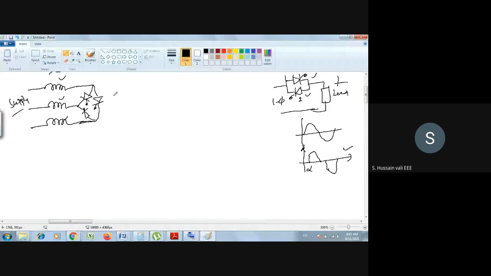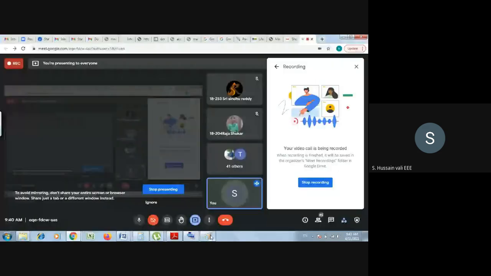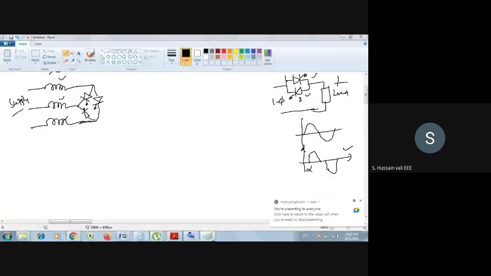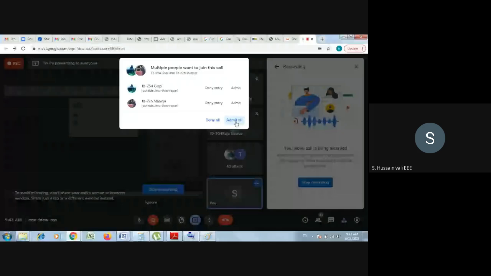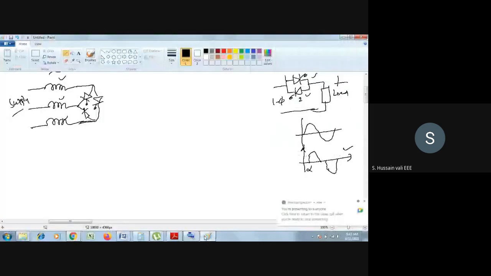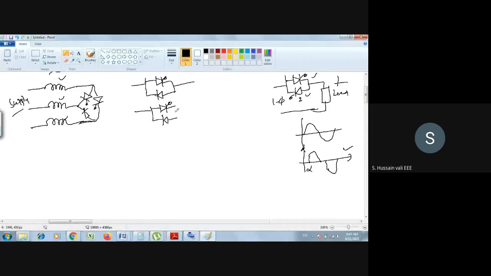Some more circuit diagrams. Based upon that, whether it is star connected or delta connected, it will be decided. I'm just drawing, several options are there. Then several possibilities of AC voltage controllers.